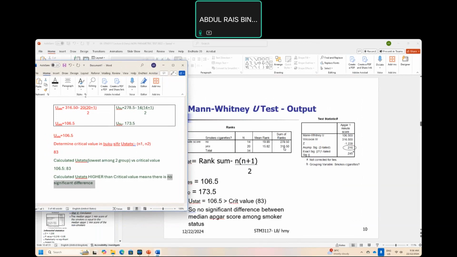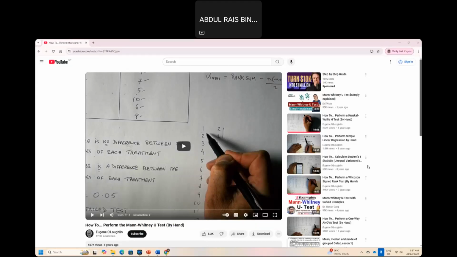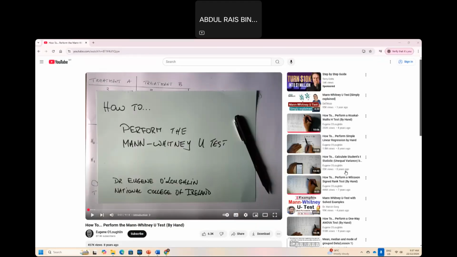Okay. But the steps to get this value are fairly long. But I will show you through the video how this sum of rank value can be achieved. That is in the extra notes, manual calculation. Wait, let me open the link for you to see. Okay, let's see how the calculation is being done.